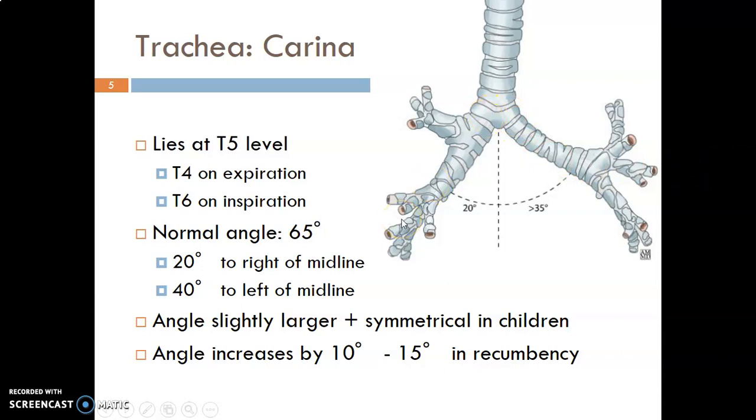The angle is slightly larger and symmetrical in children. So the angle increases by 10 to 15 degrees in recumbency. So when you're in a recumbent position, the angle increases by 10 to 15 degrees.